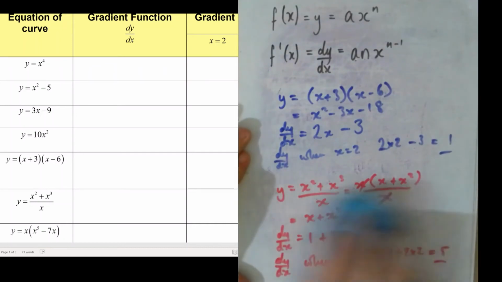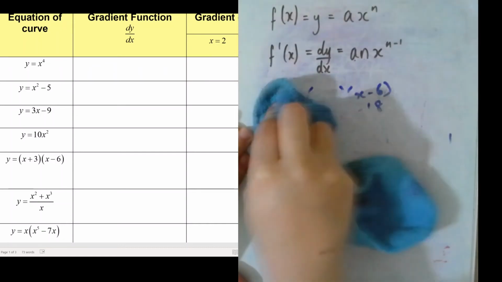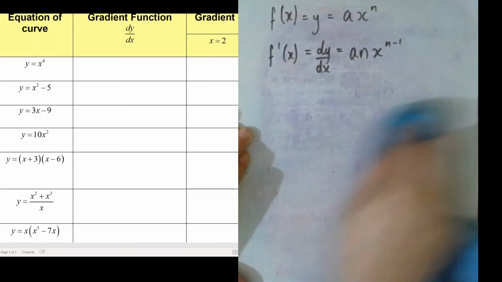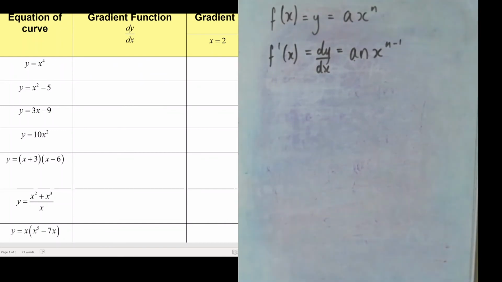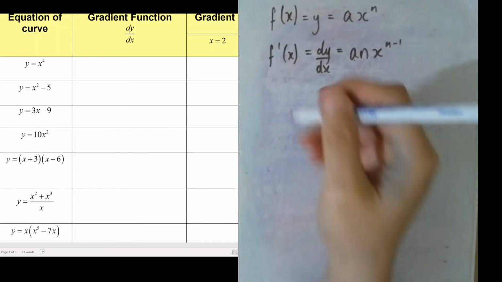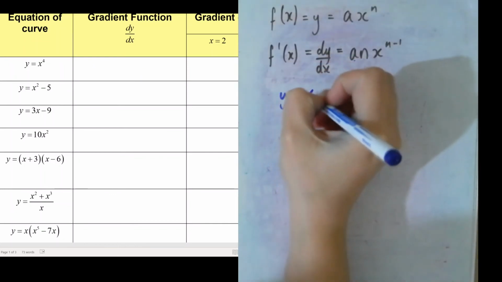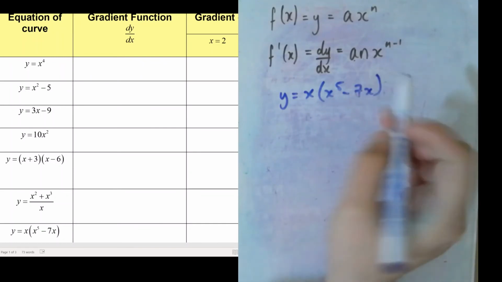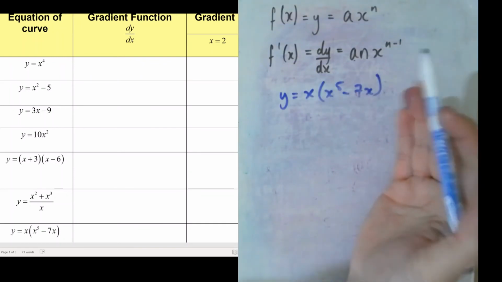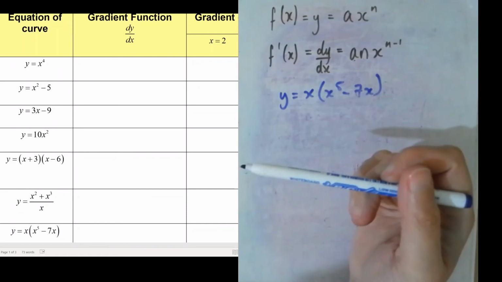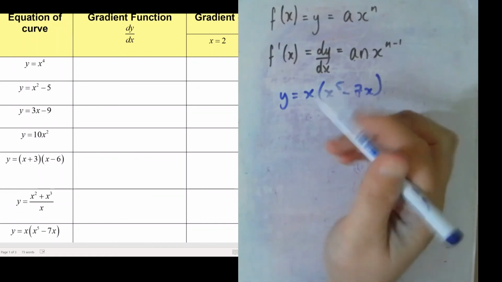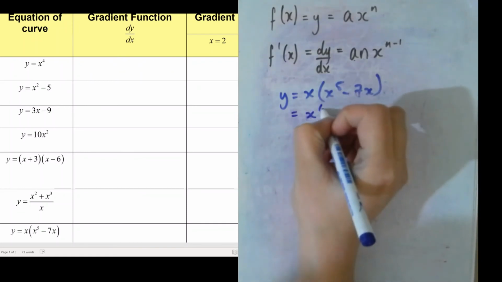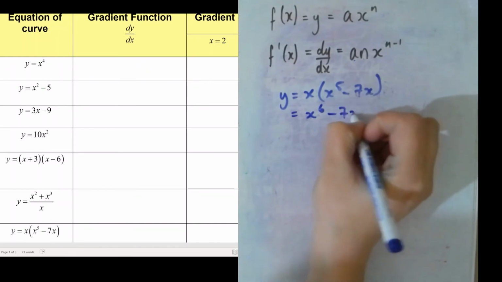Okay, hopefully that should be relatively easy. All you have to do for differentiation, when you start getting into the pattern of it, is really, really easy to do. So last but not least, we have y equals x(x to the power of 5, take away 7x). Still not separate terms, so just like we did with the brackets just there, I do need to expand the brackets out, so I've got separate terms, so it'll be x to the power of 6, take away 7x squared.